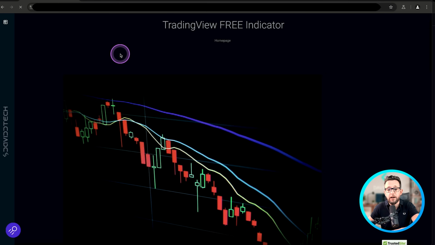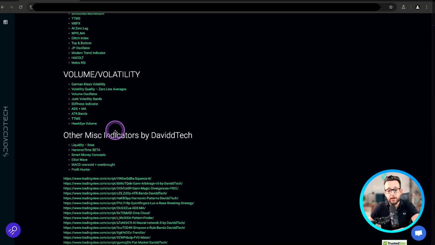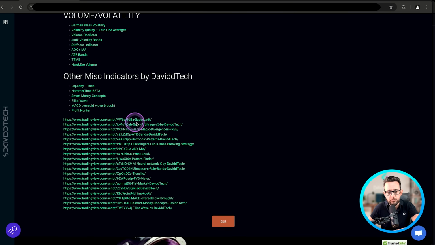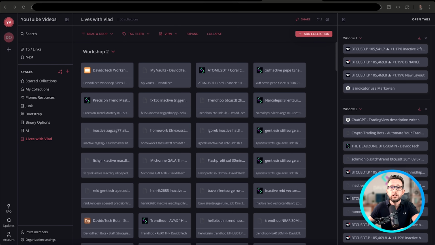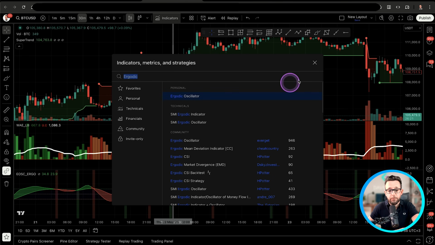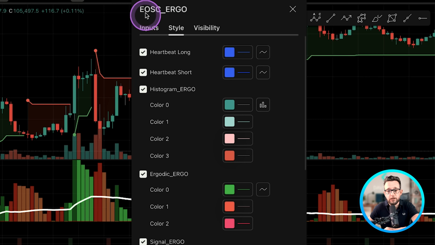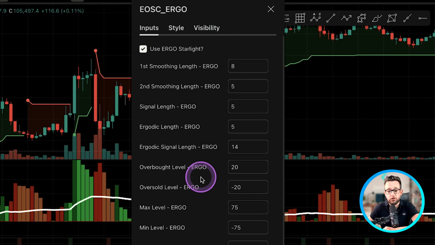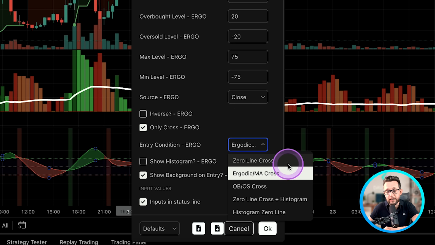I list all of my free indicators here that are open source and totally free of charge. There are a couple of closed source ones in there as well, but most of them are open source, including this one. So I'm going to be adding that indicator to the chart as well. Boom, just like that. Now I've added lots of options to this actual indicator because it is extremely powerful. The Algodic indicator has multiple ways of getting into the entry. The one that we're going to be using today is the MA cross.